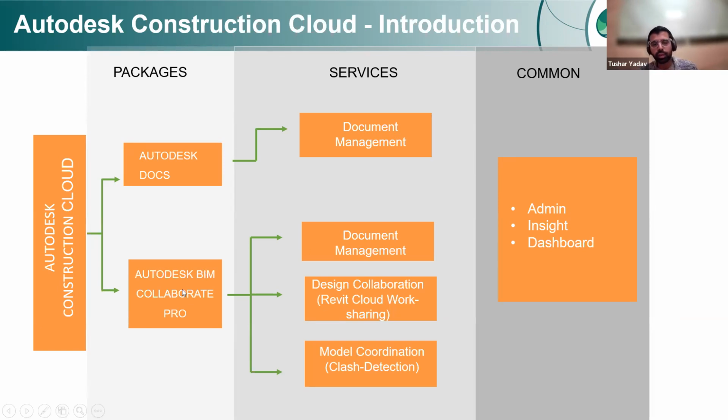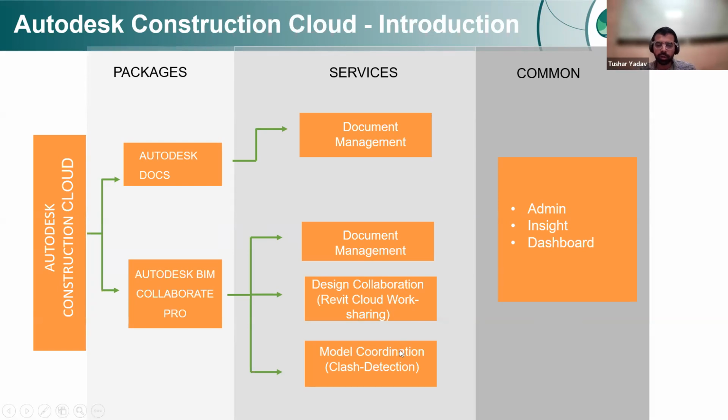Then talking about Autodesk BIM Collaborate Pro, over here we have document management, and with that we have the features of design collaboration and model coordination. Design collaboration is basically Revit cloud work sharing. For example, there is an architecture team and there are 5 people over there. They can work on the same Revit cloud work shared model without making duplicate copies of it, and then they can publish it on Docs.